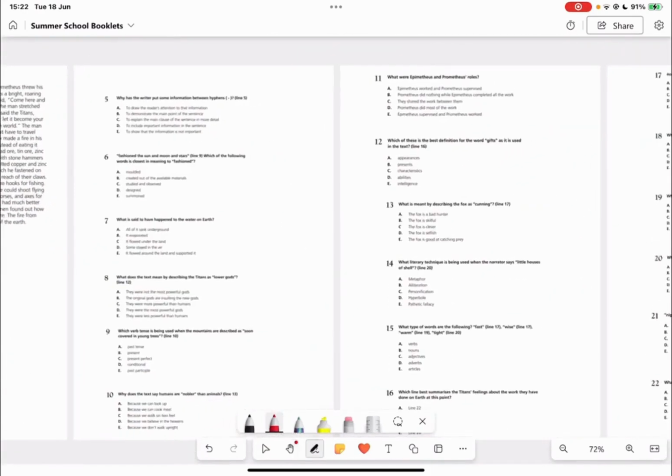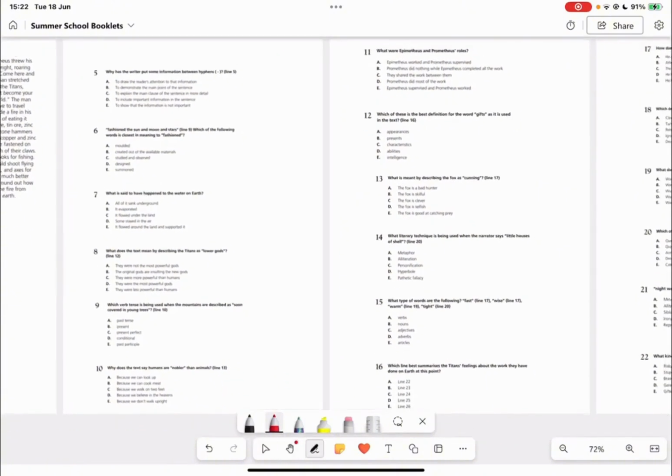Next is question 5. So it's asking, why has the writer put some information between hyphens in line 5? The answer to this one will be C, to explain the main clause of the sentence in more detail. And then 6, fashioned the sun and moon and stars. Which of the following words is closest in meaning to fashioned? The answer to question 6 will be created out of the available materials.